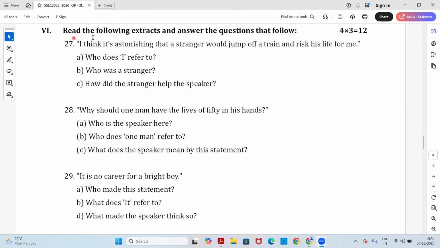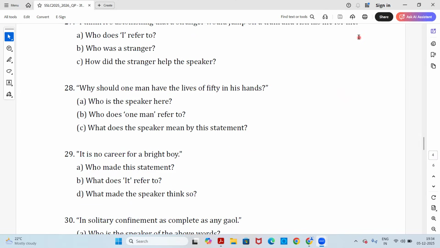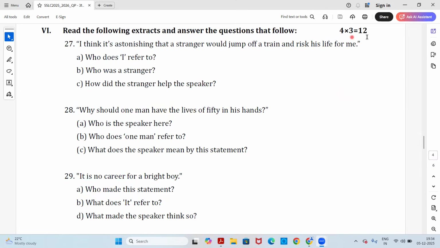Now, next we have: read the following extracts and answer the questions that follow. Here you have 4 questions and each question carries 3 marks, and this is in total for 12 marks. So these are extract-based questions: read the extracts and answer the questions. Let us look at it.